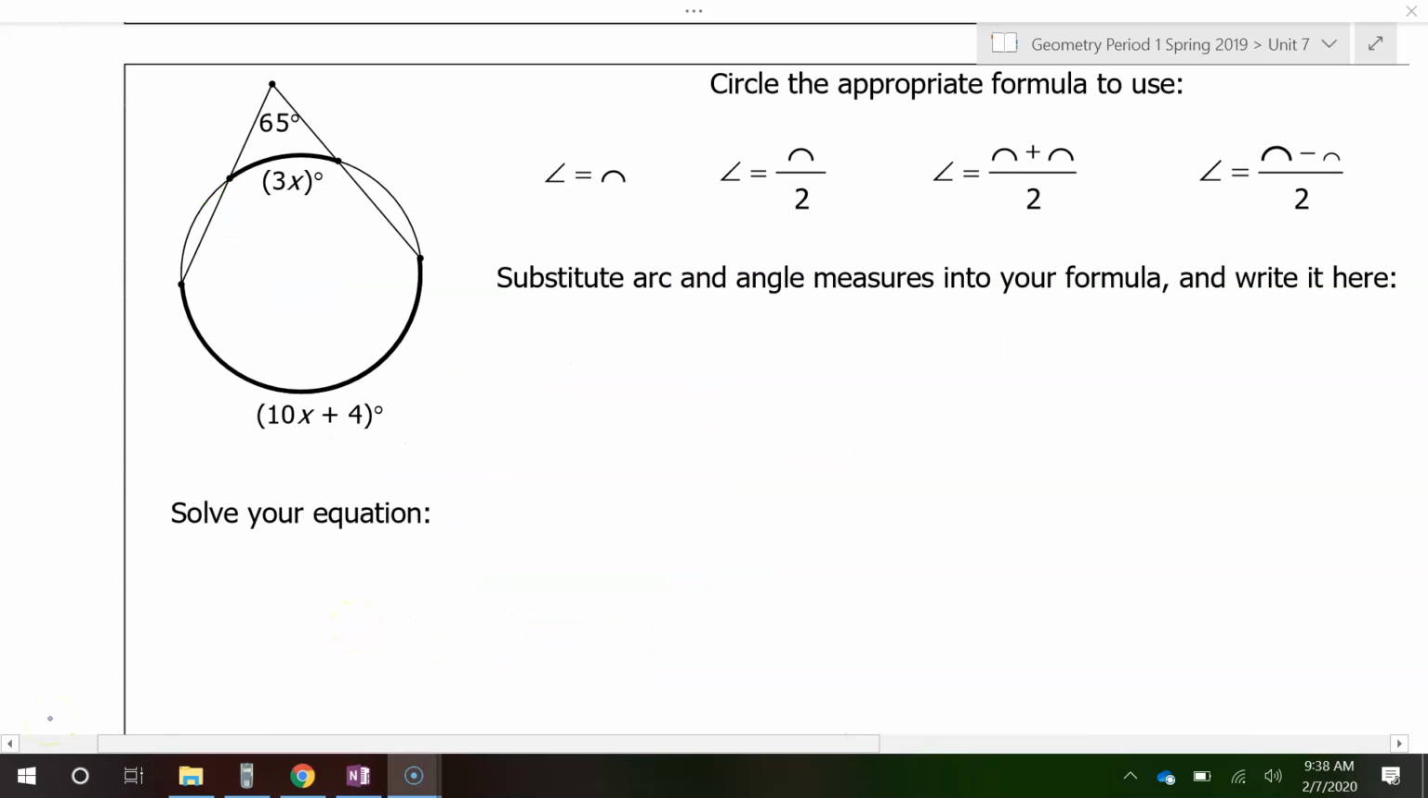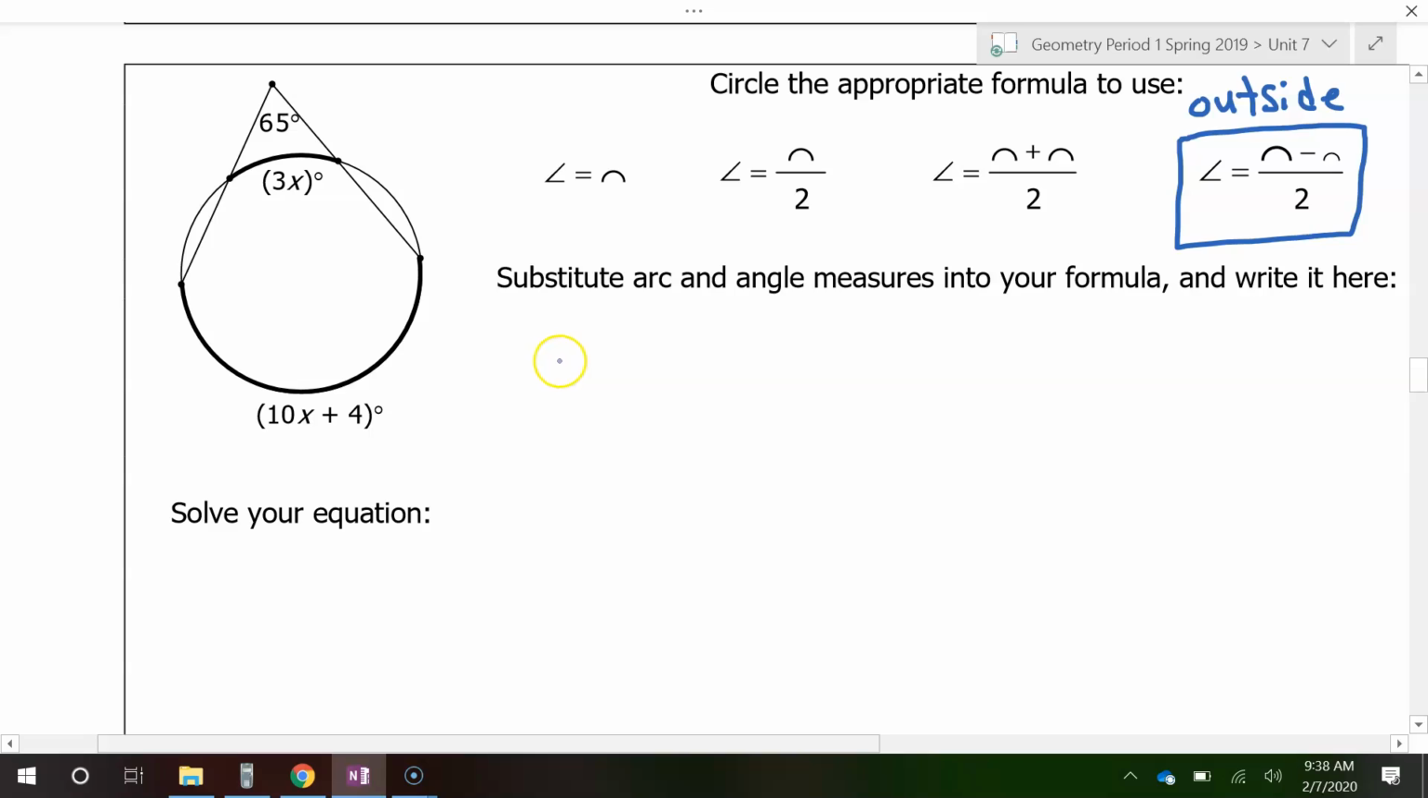Okay, so first we have to decide which formula we're using. So JJ, we're outside the circle. So which one of these formulas is the one that applies? We're going to do big arc minus little arc divided by 2. Correct. This is the formula that we use for when we are outside the circle. And this means angle equals big arc minus small arc divided by 2.